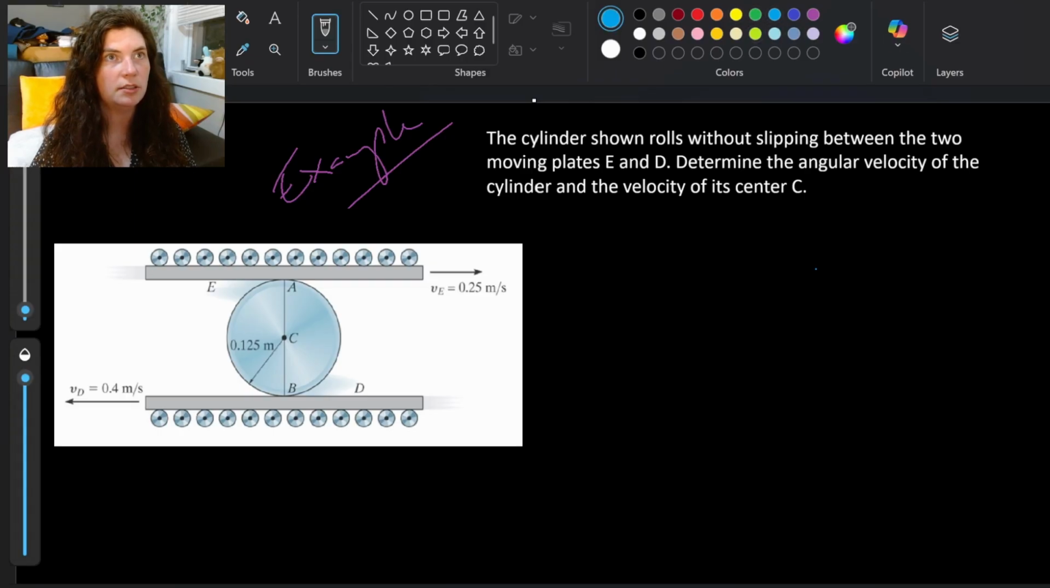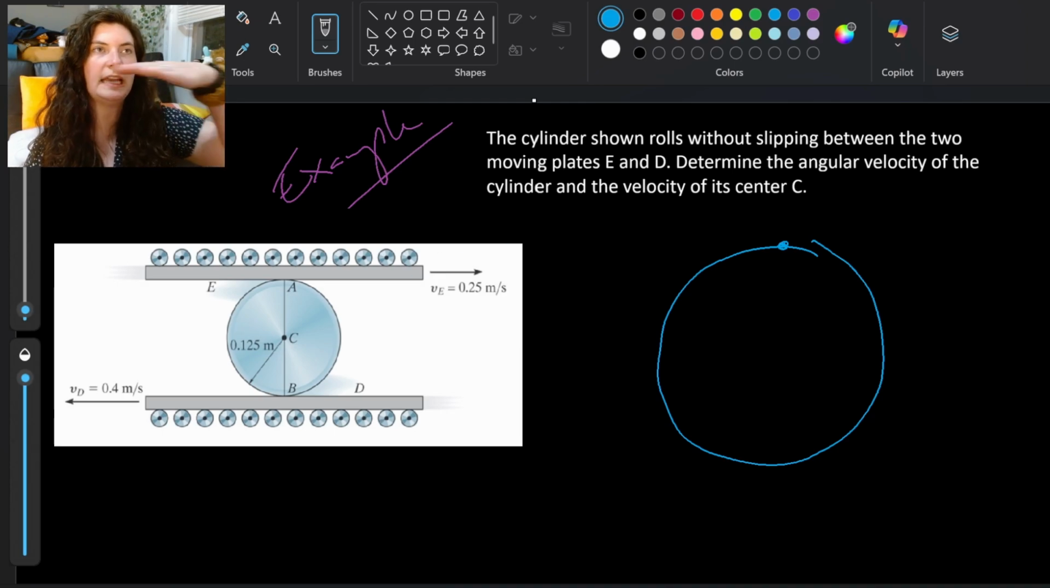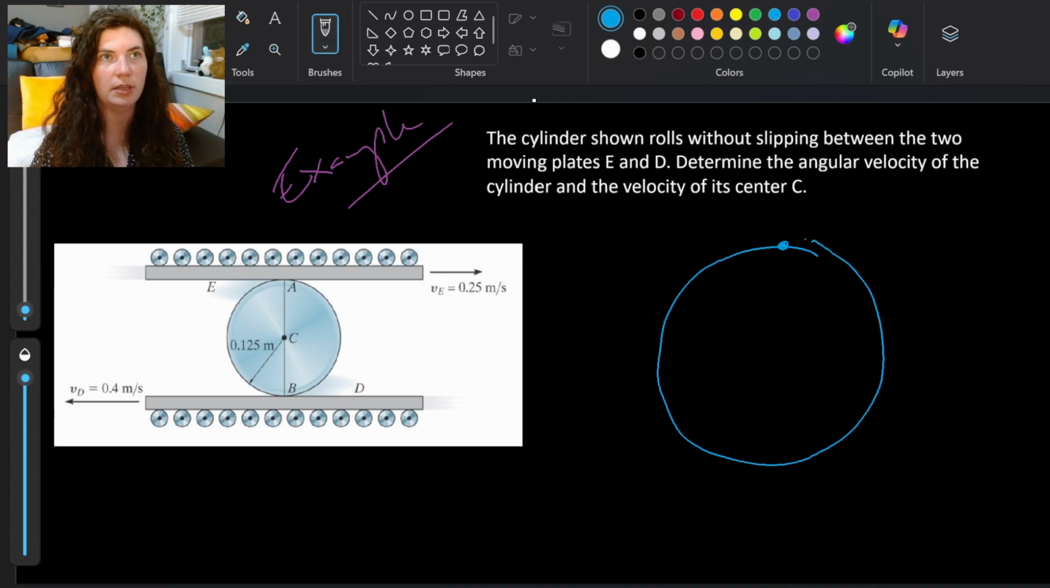So I'm going to draw a bigger version of that circle, and we can see that we have VE. Plate E is moving at 0.25 meters per second, which is causing point A at the top here to move at 0.25 meters per second. So I'm going to call this VA. And then we have the bottom here, B. Since the ground is moving, it's not 0 at B, but instead is how D is moving.